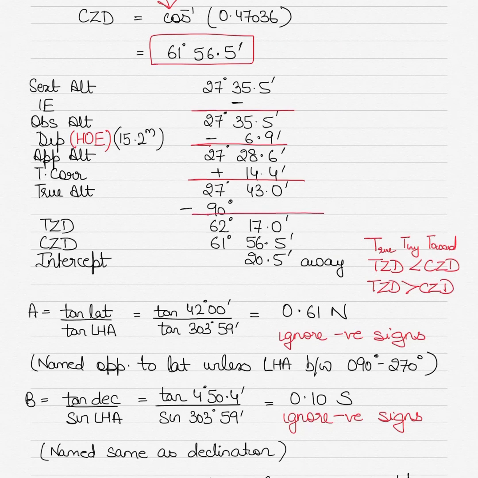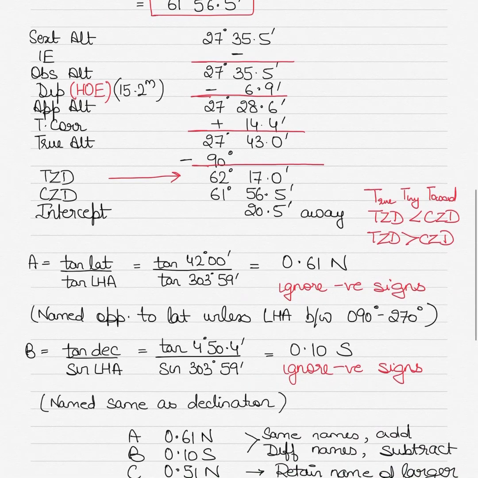Then to get the true zenith distance, simply subtract it from 90 degrees. Alright, take the smaller value and subtract it from the larger value. Do not write negative. Zenith distance cannot be negative. Alright, so it's 90 minus true altitude, but we write it in this way so that you understand that this step comes after the true altitude. So you subtract 27 degrees 43 minutes from 90 degrees and you get your TZD or true zenith distance, which is 62 degrees 17 minutes in this case. Then you write down your calculated zenith distance below the true zenith distance. The difference between the two should give you your intercept, which in this case is 20.5 minutes. Then you have to name it whether it's towards or away.